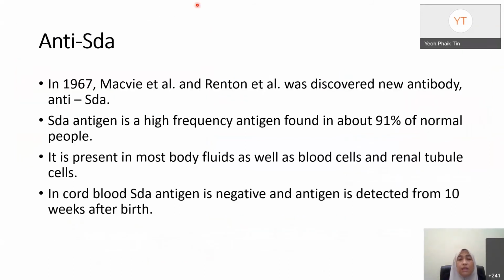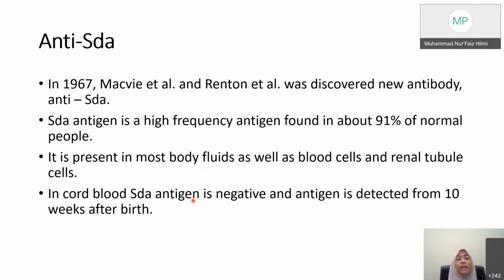Now I explain what anti-SDA is. This antibody was found in 1967 by McVie et al. and Breton et al., who discovered a new antibody and called it anti-SDA. SDA antigen is a high-frequency antigen found in about 91% of normal people. It is present in most body fluids as well as blood cells and renal tubule cells.